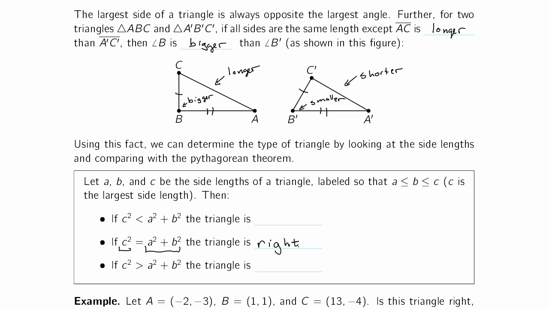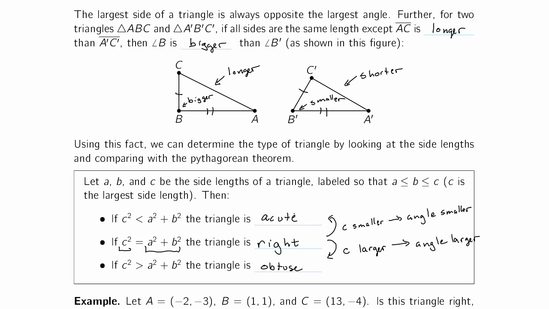If we make C smaller, that makes the angle smaller. So this will be an acute triangle. The angle across from C will be smaller than a right angle. And since C is the longest side, that's the largest angle, smaller than a right angle, it's an acute triangle. On the other hand, if we make C larger, that makes the angle larger. So if C squared is greater than A squared plus B squared, the triangle is obtuse.